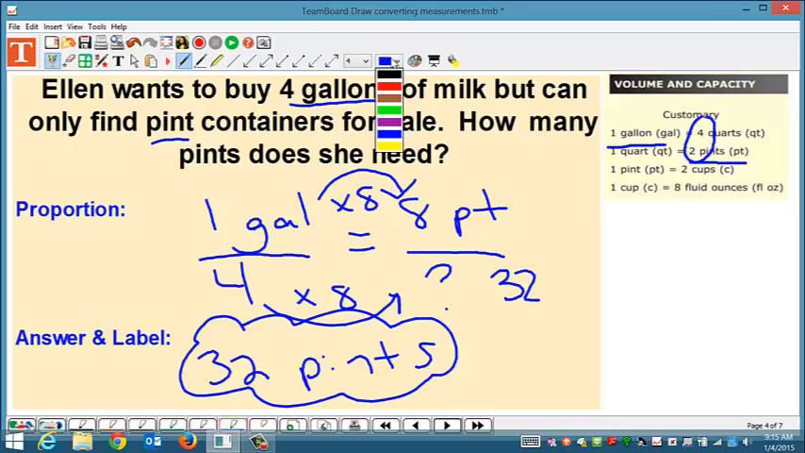Now, sometimes the problem could have been she needs 4 gallons of milk, but she can only find cup containers. How many cups does she need? Well, in that case, here's your gallon here, and the cups are all the way down here. So to find how many cups are in a gallon, you would have to multiply all of these together. 4 times 2 times 2, which would be 16.